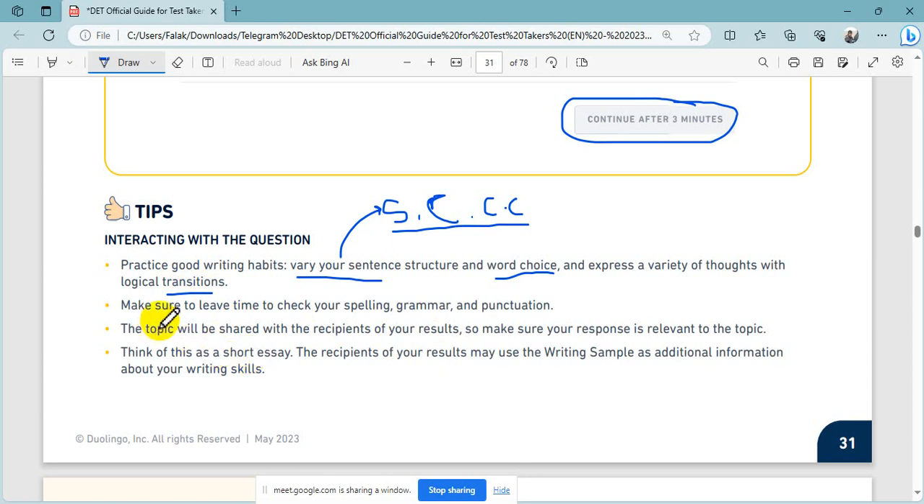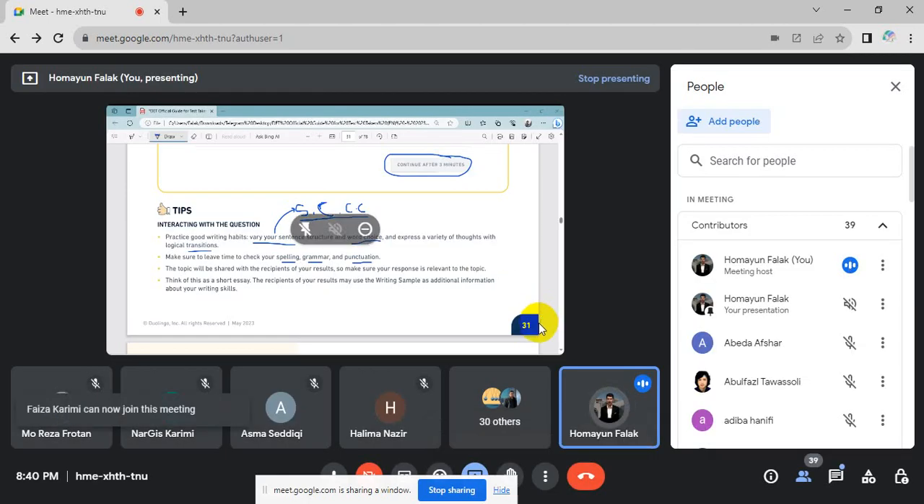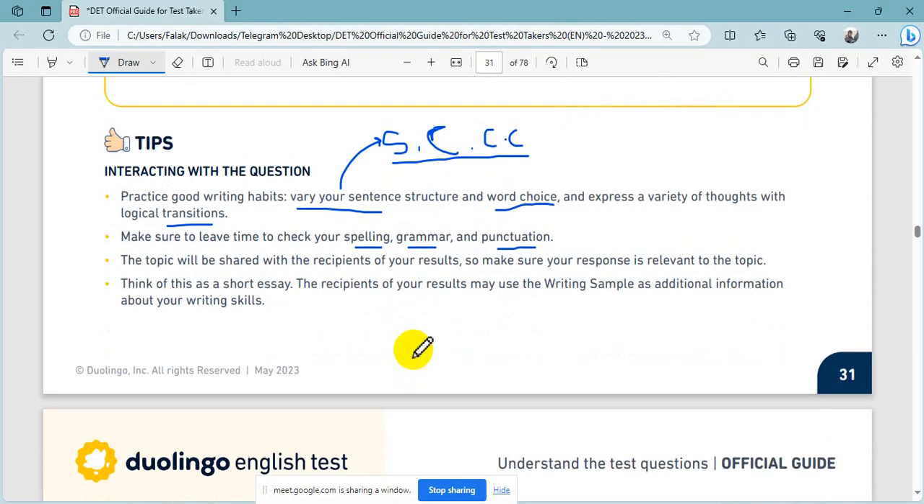The next tip which you have here is make sure to leave time to check your spelling, grammar, and punctuation. These are the most important things that you should keep in mind, and you should check them out. Spelling, grammar, and punctuation will affect negatively. If your spelling is not good, if your punctuation is not good, or if the grammar is not good, they will affect negatively on your score. So you will not get a good score if you have problems on these parts.